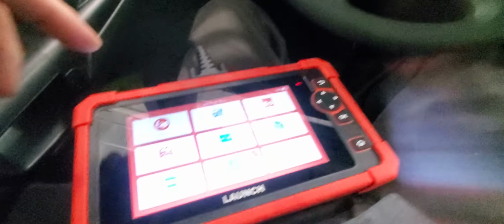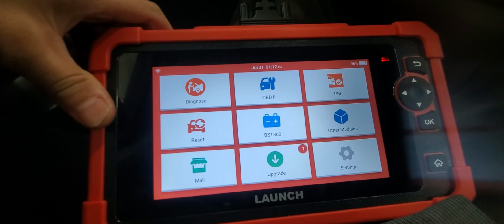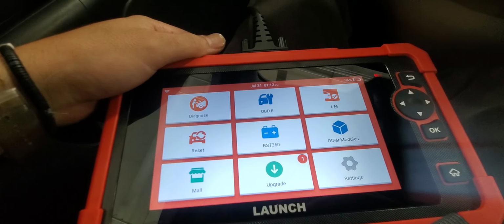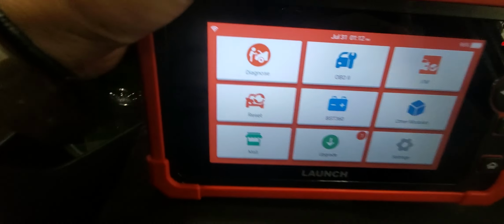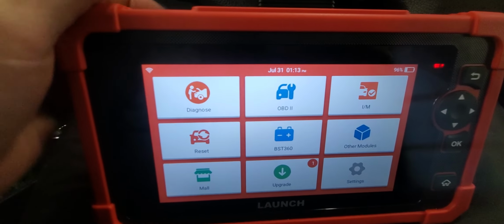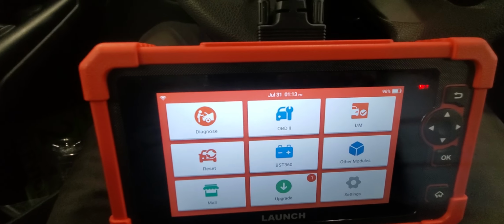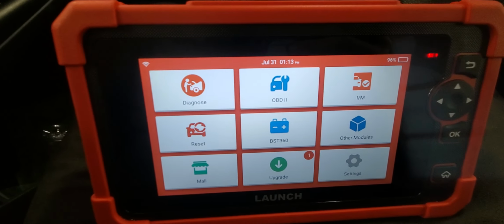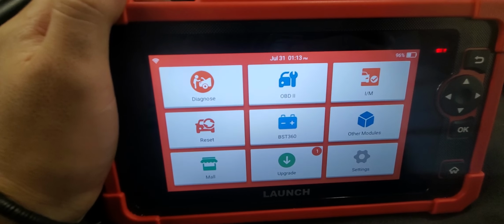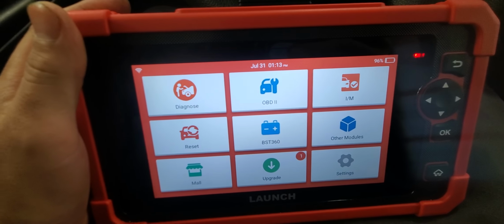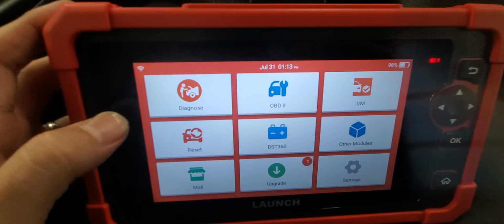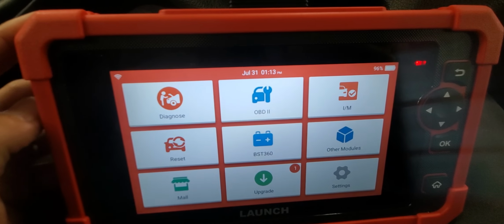So when I scanned it with this, it was giving me problems with the body control module, and it was also giving me problems with the ABS and a lot of different codes. It also gave me a fault for the AC clutch relay, and that was not the problem.